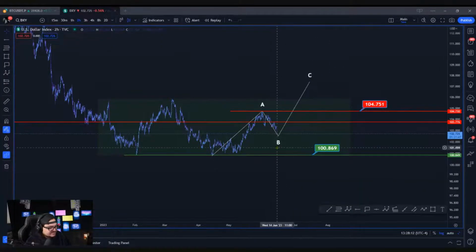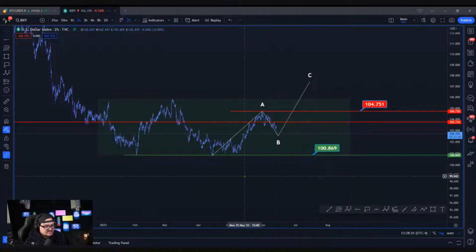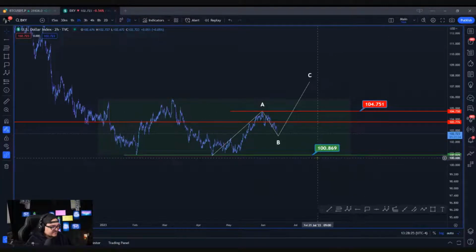But if we put in a new low and we just dump, we don't actually reclaim that $100 level, that's going to be pretty significant in my opinion. So we'll just have to wait and see. But those are the two main scenarios or two main levels I have in mind, the two main setups that I have in mind for the DXY.